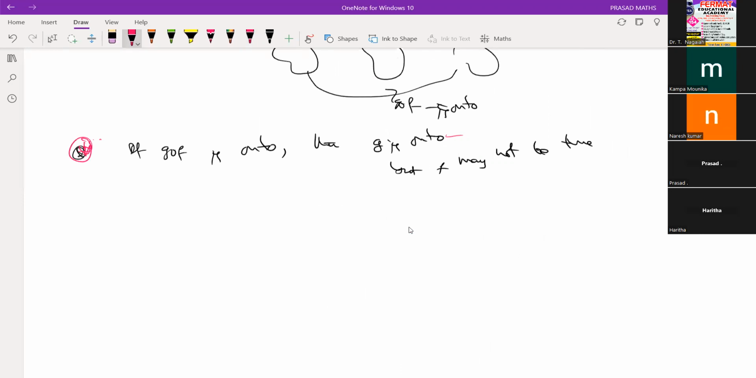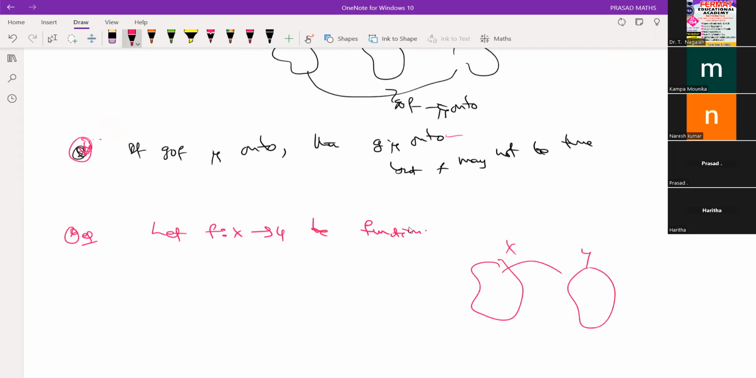Next is also important. All these are very, very important. You take any function from X to Y. This is my function, this is my A. You take any subset of X, then the following property is always true: A is always a subset of the inverse image of f of A. This is always true for any subset of the domain.